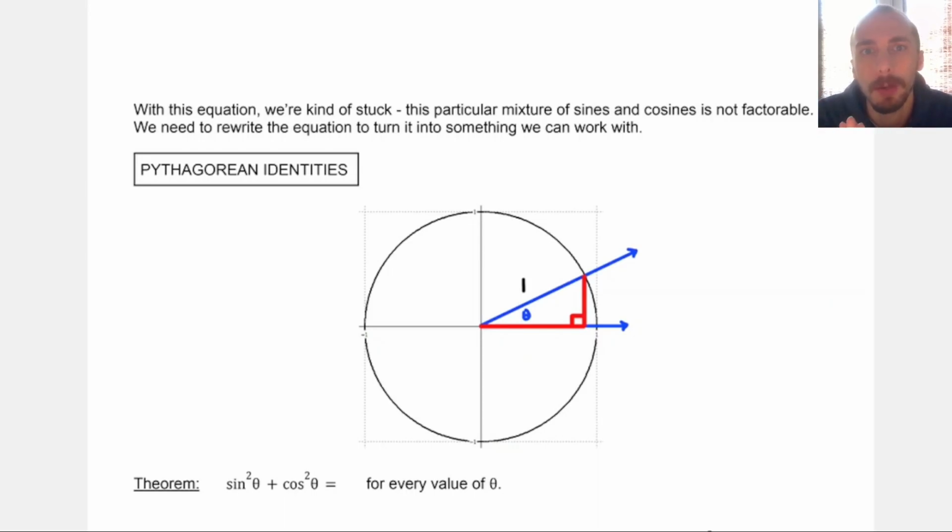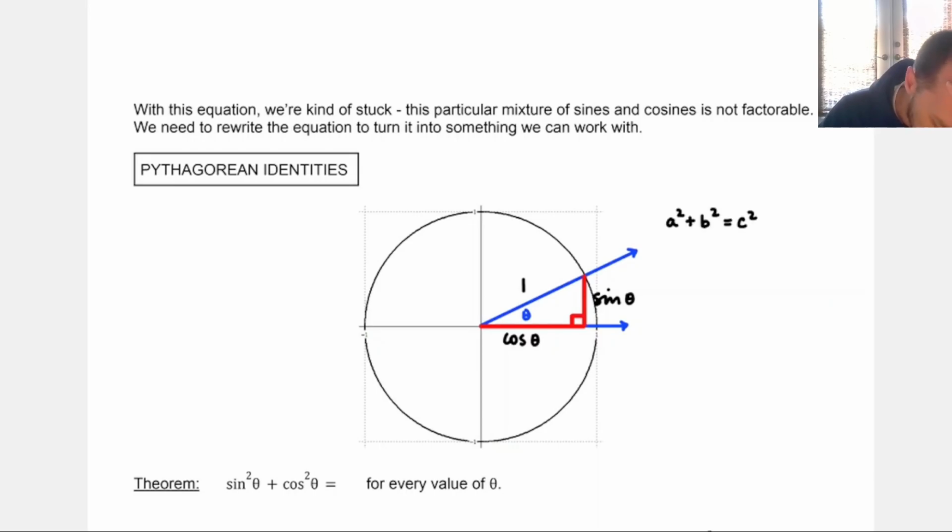A couple units ago, we put in a lot of work to discover that the horizontal leg of that triangle was represented by cosine of theta, and the vertical leg was represented by sine of theta. That's just a general diagram of what we've got going on here. What we need to do with this is apply the Pythagorean theorem. We've worked with it for a very long time. We know that a squared plus b squared equals c squared. What I want to remind you about is that c needs to be the hypotenuse.